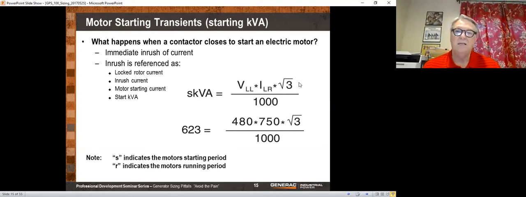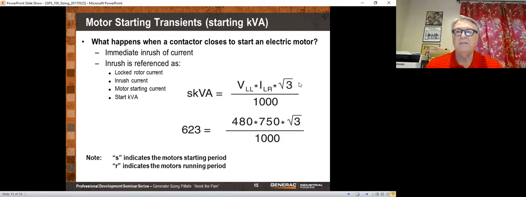So let's take a typical 100-horsepower motor, and that 100-horsepower motor is going to have about 750 locked rotor amps, maybe 115 full load amps. And so our starting kVA will be 480 times 750 times the root 3 divided by 1,000. And then knowing that starting kVA, we can go to the alternator curves and find out what our voltage drop is going to be, or let the computer do it for us.